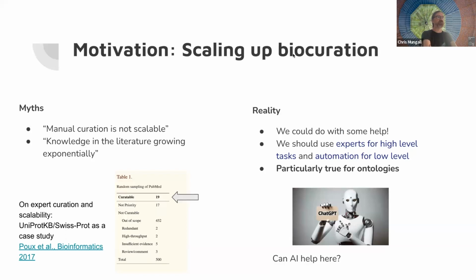So the reality is we need to be able to scale up our curation efforts. I think we have to be careful in communicating this. There's a number of myths that are going around that manual curation is not scalable, or that knowledge in the literature is growing at an exponential rate. This actually isn't true. I mean, the amount of data that we're generating may be growing exponentially, or at least several orders of magnitude higher than it was before. But the actual amount of curatable knowledge that we curate in the knowledge bases that we care about in obo-academy is actually not growing at the same kind of rate.